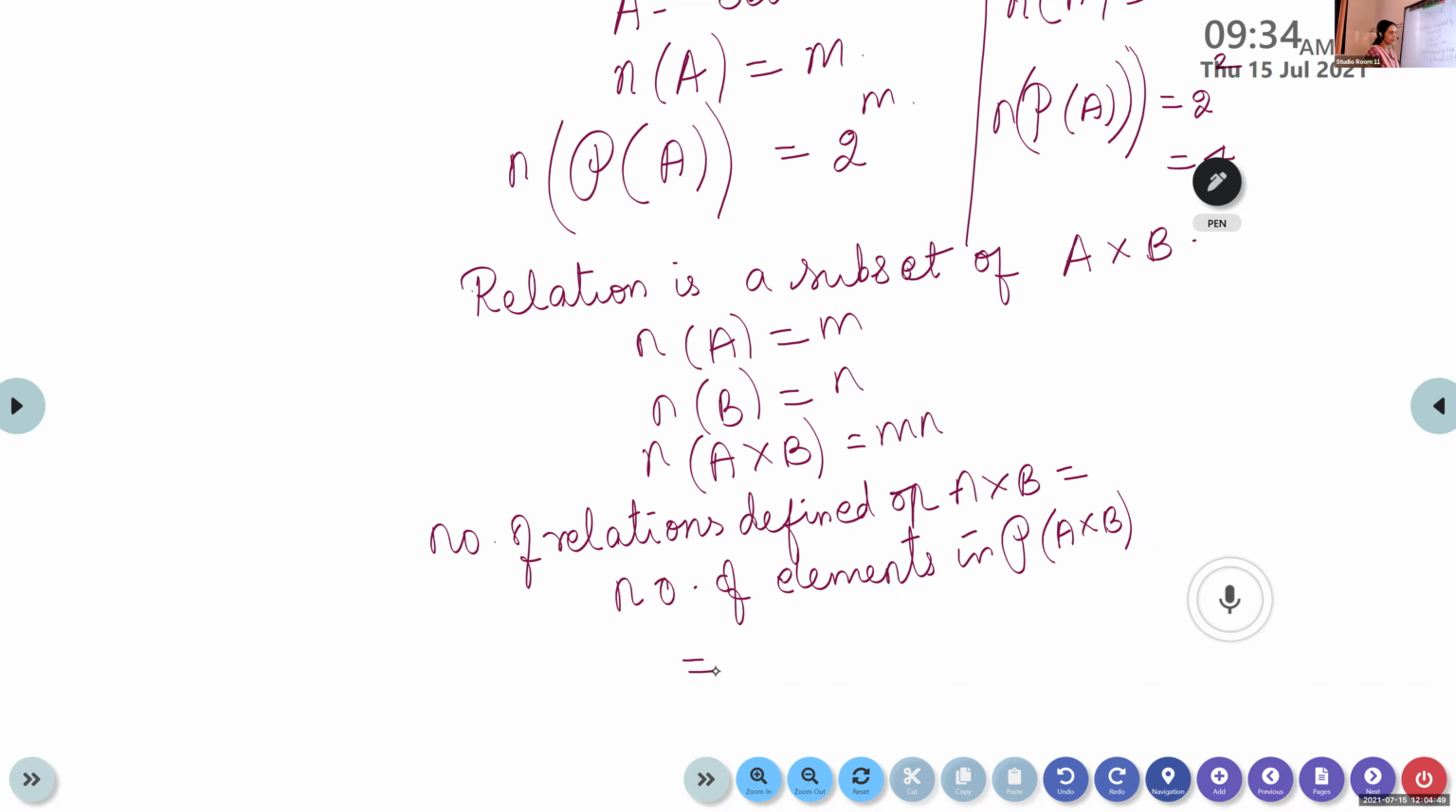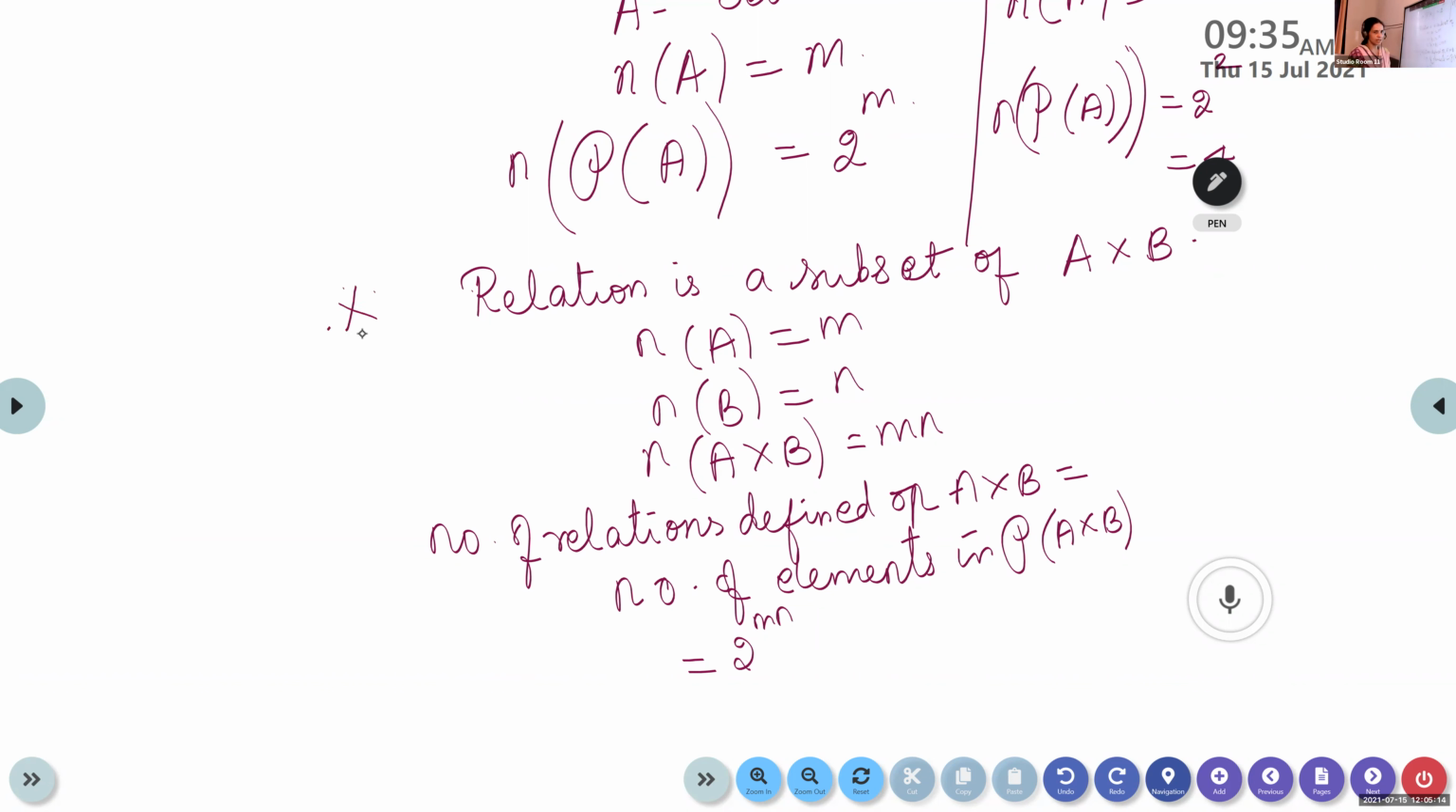So in A cross B, we have mn elements. Therefore, how many elements will be present in the power set? In the power set, you will have 2 raised to mn elements. Is it clear? This is again an important question, children.